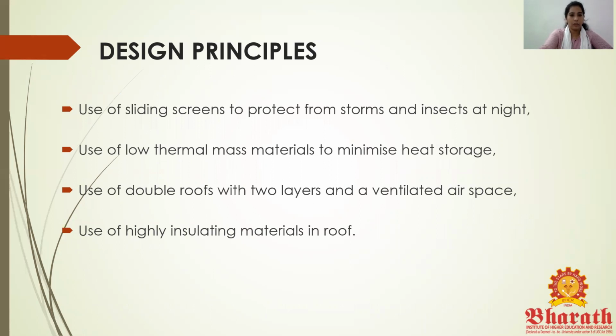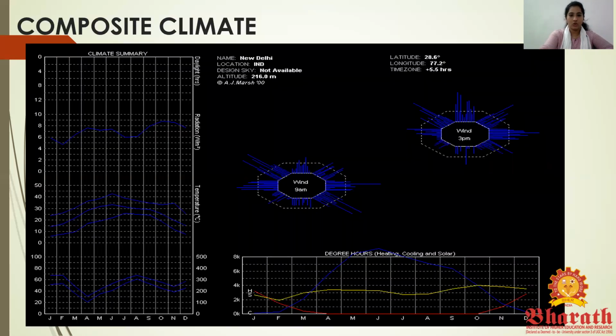Use low thermal mass materials to minimize heat storage. Use double roofs with two layers with air gaps to provide a ventilated air space that would reduce the heat gain and also the heat loss. And also take into consideration the use of highly insulating materials on the roof. So overall, how do things play out in climate?